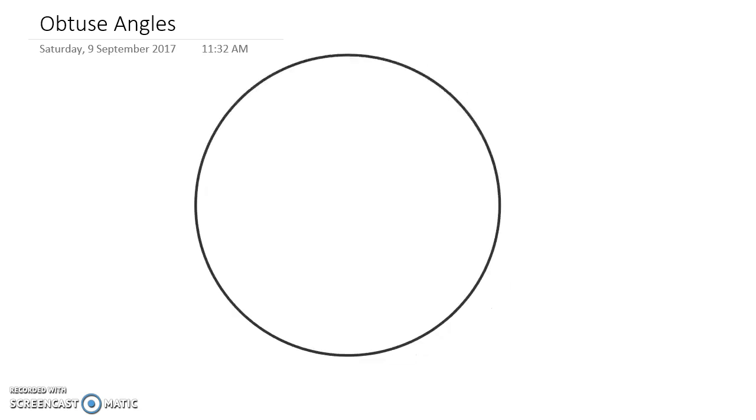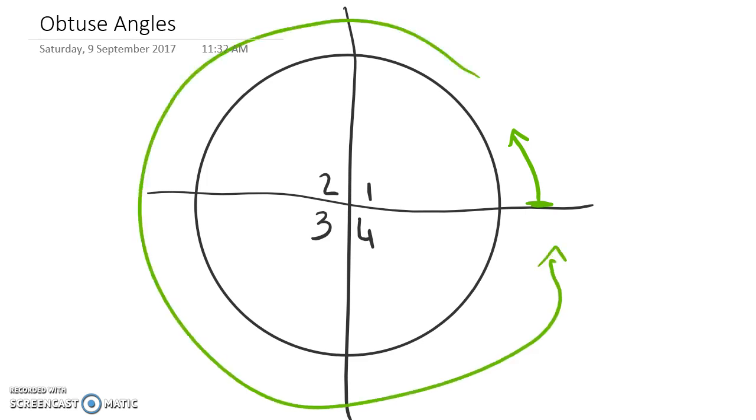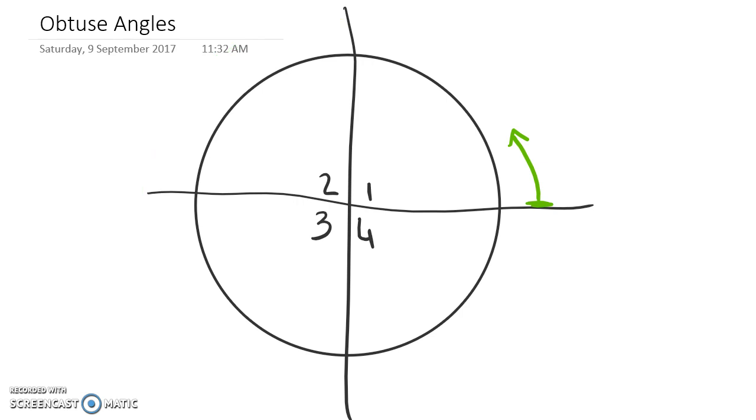Here's a circle and let's divide it into 4 quadrants. We call these quadrants 1, 2, 3 and 4. Because when we're talking about angles, we start at the right over here and we go anti-clockwise around our circle. So we follow it through right around here. So now that we have that, we've got our labelling system.